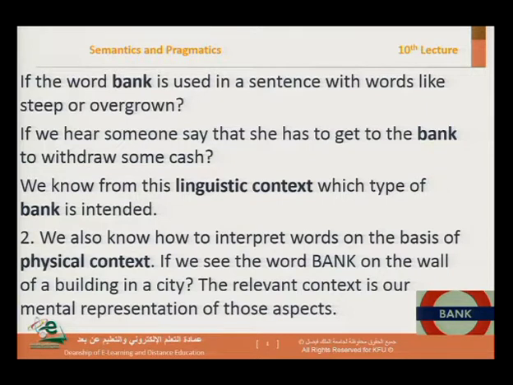So the question is, how did we understand that this bank is not the side of a river? Just from our mental representation. Do you remember that we talked about referring expression and referent? This is a good example of that. The referring expression is bank, and the referent is this financial building.